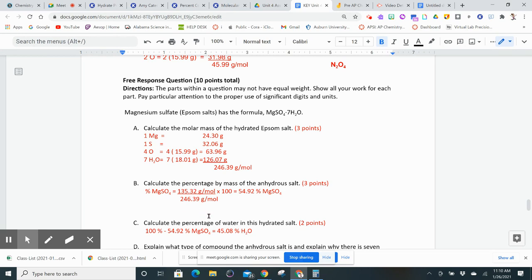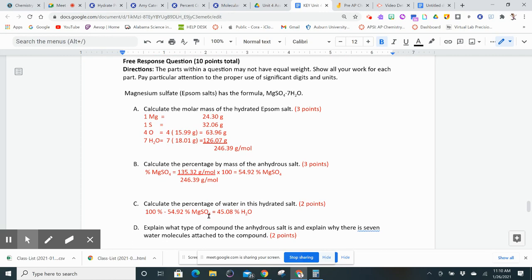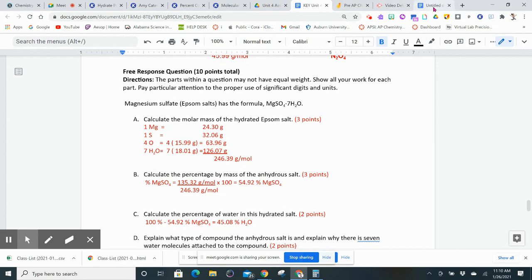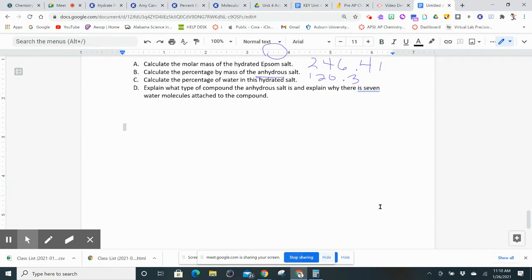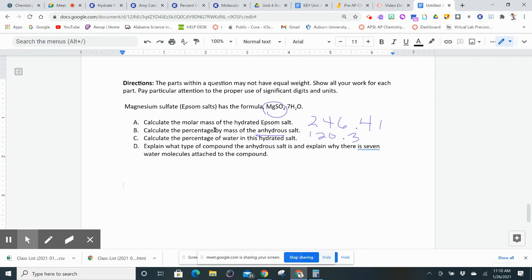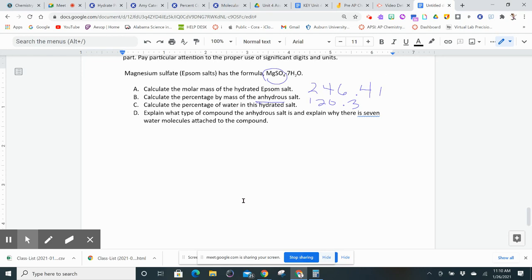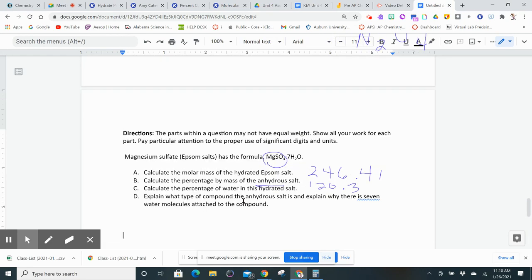So it should be 120 divided by 246.3 = 0.39 times 100. 48.8% is the percent of magnesium sulfate, and then you subtract that from 100, and you get 51.2% water. So yeah, I think that's an incorrect number. But as far as this goes, you would just need to know how to do A and B. Okay.